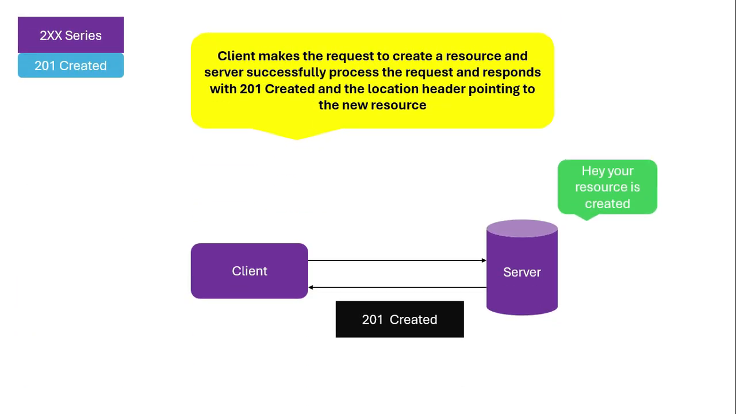For 201 Created, the client makes a request to create a resource on the server side. Let's say you're trying to create a new account, register a new user or add a comment. The server successfully processes that request, creates the resource and responds with 201 Created and the location header pointing to the new resource.